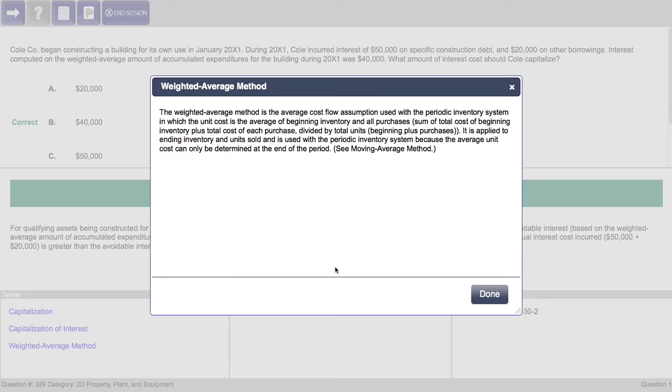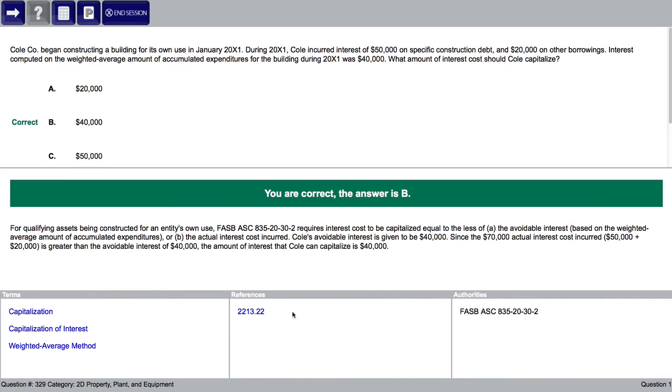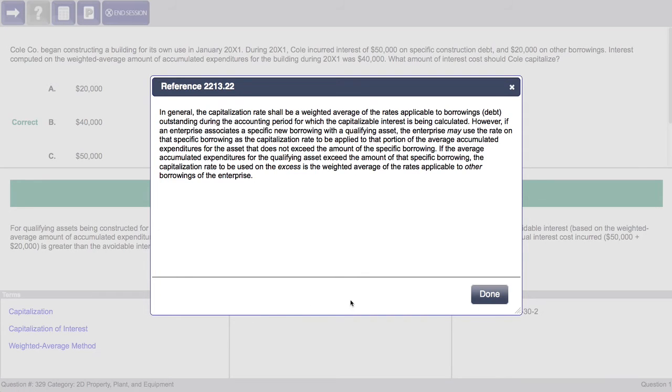And the weighted average method is the average cost flow assumption used with the periodic inventory system, in which the unit cost is the average of beginning inventory and all purchases, which is the sum of the total cost of beginning inventory plus total cost of each purchase divided by the total units. And as I'm reading this, if someone's listening to this, it's probably really hard to follow along. But if you watch the video, you can hit pause and read the whole thing. And then the book reference talks about capitalization rate. You can hit pause if you're watching the video.